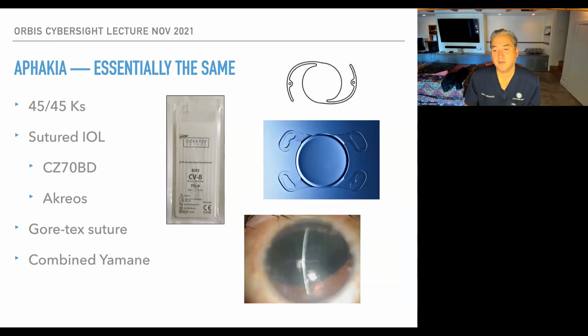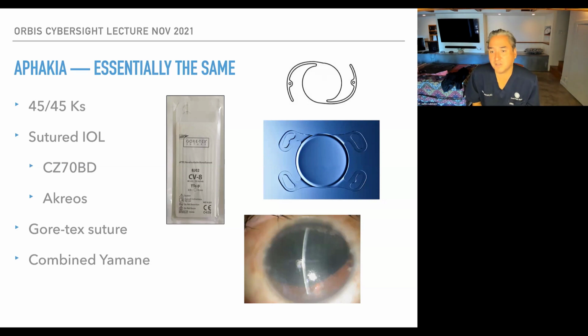Aphakia patients may just have endothelial problems, or they may have a full thickness scar or something. And it's basically the same situation. You either have to do a combined Yamane, or you have to do a Gore-Tex sutured or Prolene sutured lens. So when do I decide between these? I've kind of migrated to doing the combined Yamane technique. The sutured IOL is totally fine if that's all you've got.